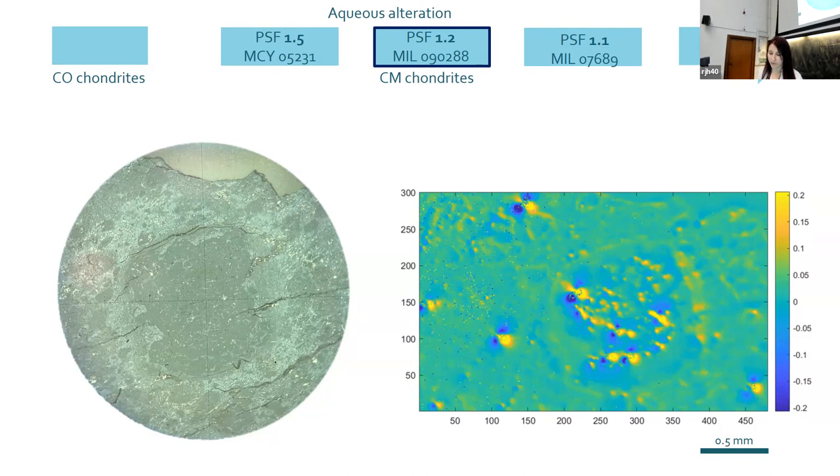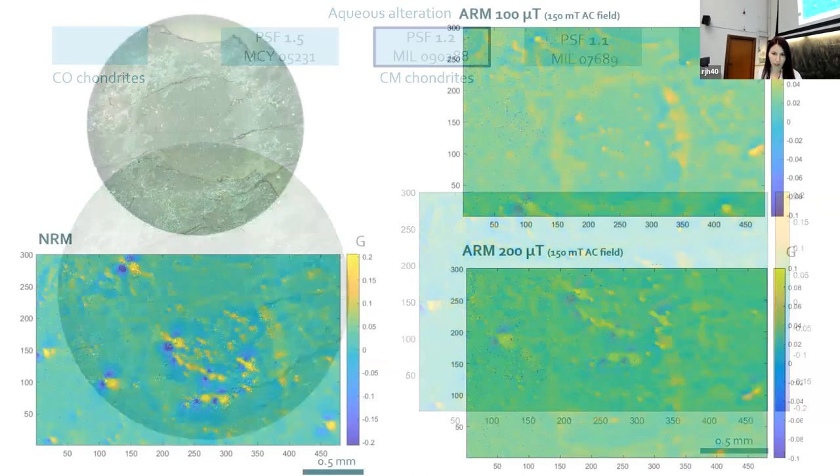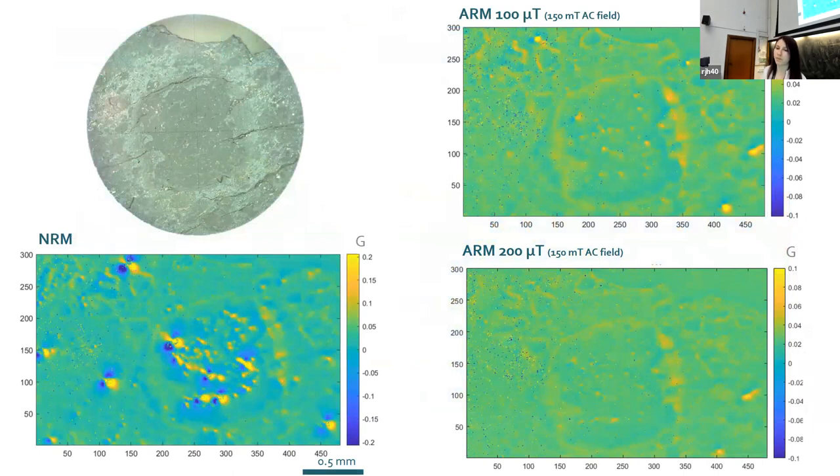So we've applied a series of ARMs, 100 and 200 microtesla. We've actually ended up demagnetizing the sample, which is not what I wanted to do. It's completely consistent with this just being pyrrhotite because its coercivity is less than 115 millitesla, which is the AC field we used. So then it's just demagnetized the sample essentially.